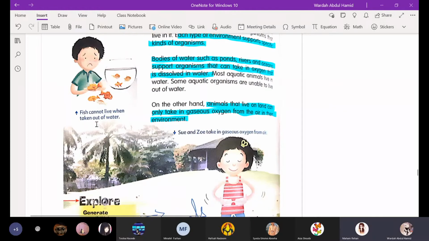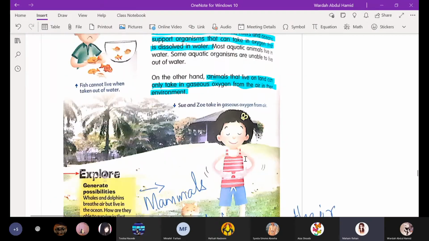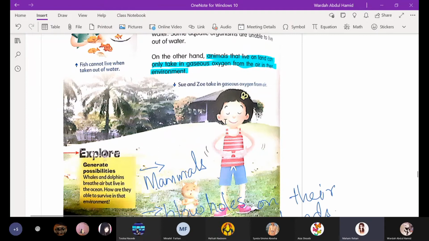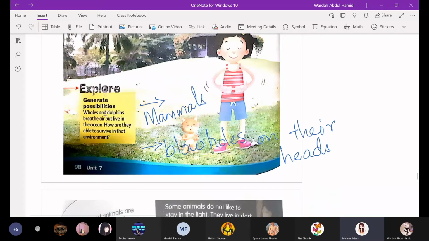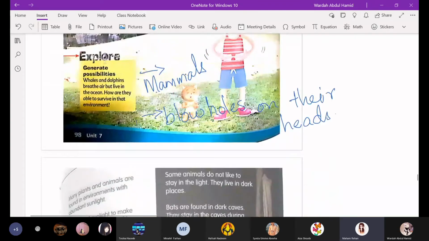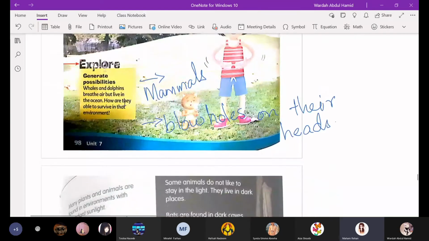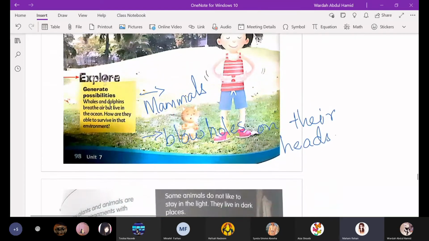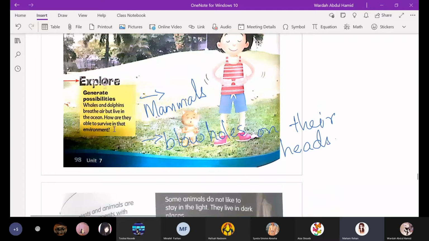Fish cannot live when taken out of water. Humans and zebras take in gaseous oxygen from air. Flash that the Earth has many types of habitats. Explore, generate possibilities. Whales and dolphins breathe air but live in the ocean. How are they able to survive in that environment? Because they are mammals and they jump out of the water to breathe in air.